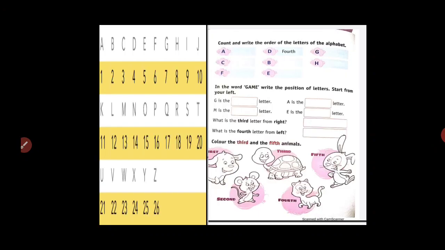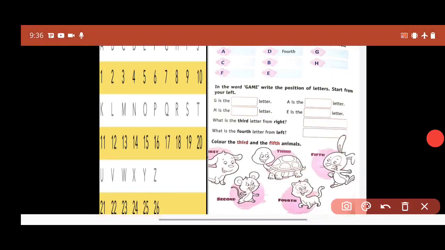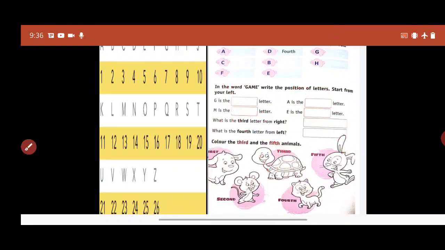So today's classwork, page 54 of Maths is Fun. You have to count and write the order of letters of the alphabet. Now over here, can you see that A is the first letter in the alphabet? So you have to write first in that box, the spelling of first. C comes at which place? Third place. So you will write third over here, right? Similarly, you have to fill in the boxes and see which alphabet comes at which position.